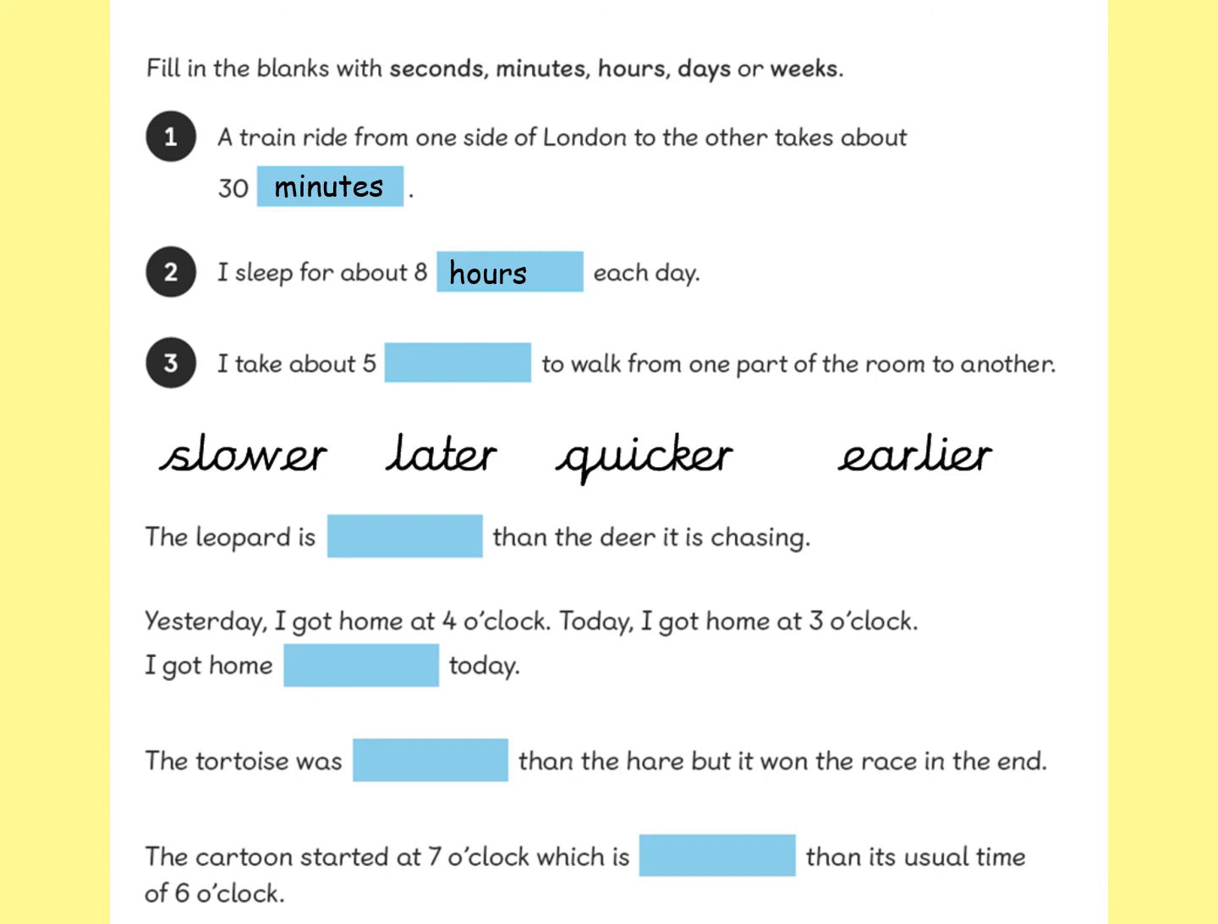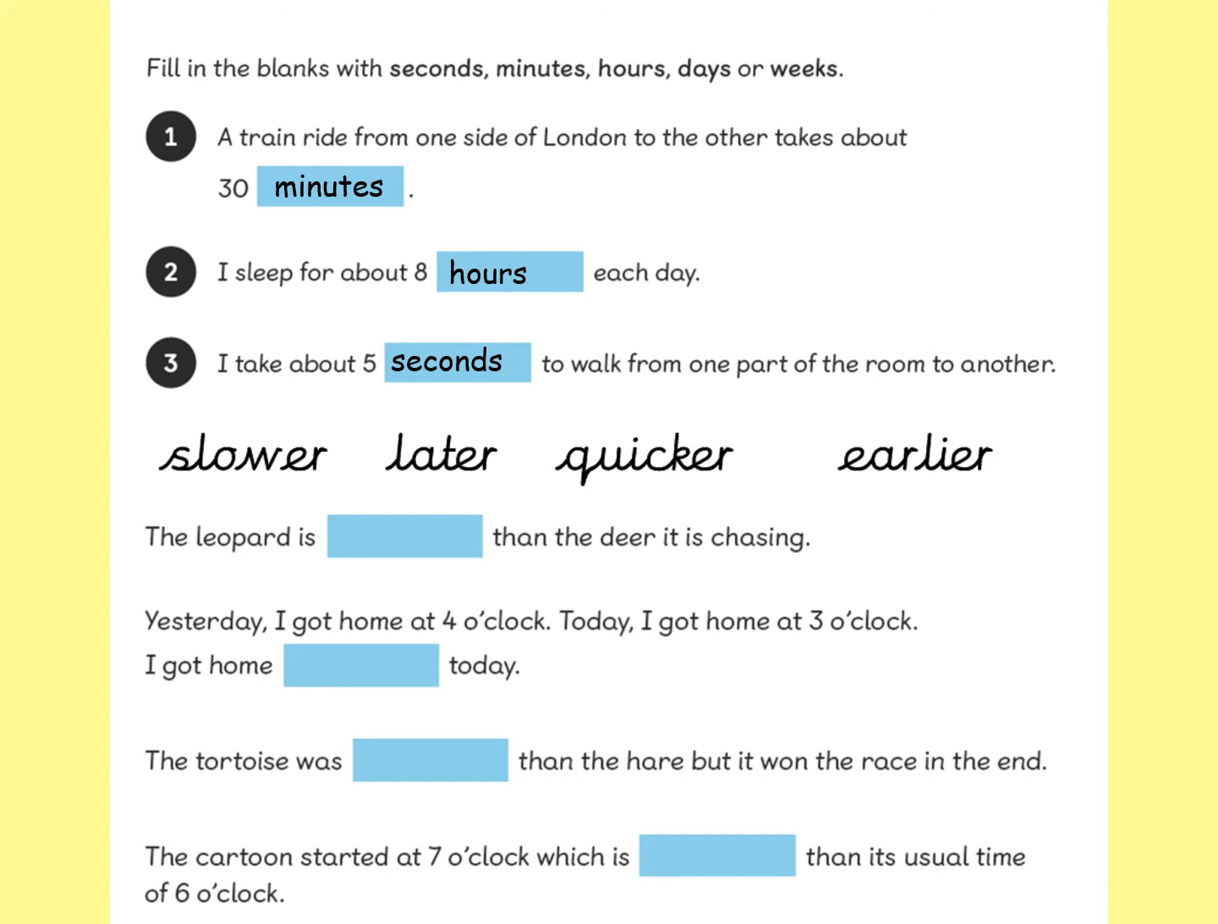I take about 5 something to walk from one part of the room to another. Could you have a go at that, guys? Maybe you could stay at one end of the room, walk to the other end. Did it take you 5 minutes to do that? 5 hours? No. It's about 5 seconds, isn't it? Only about 5 seconds. It may not have been exactly 5 seconds, but we can estimate. That means we can guess that it'll be seconds rather than 5 minutes.